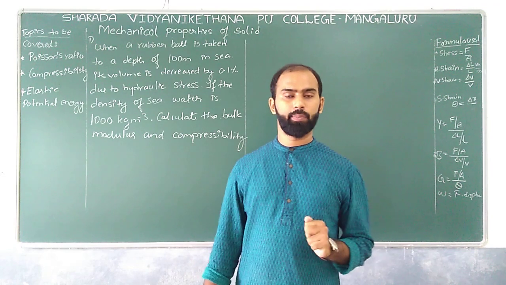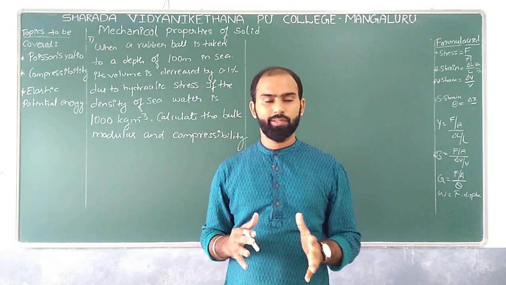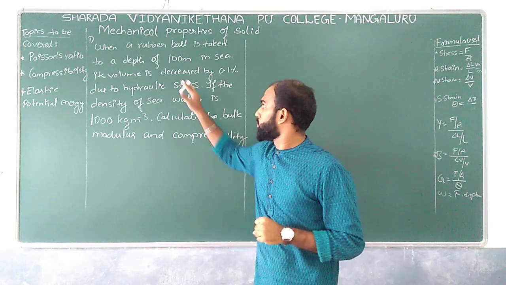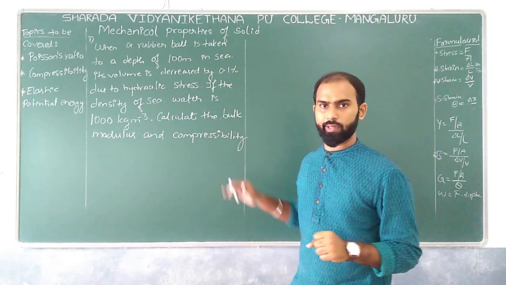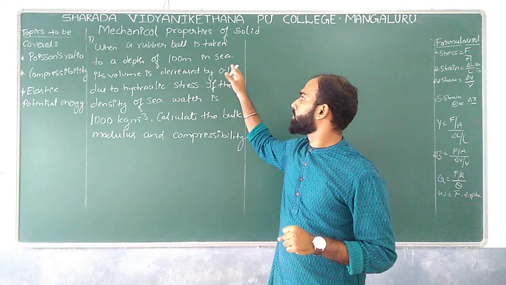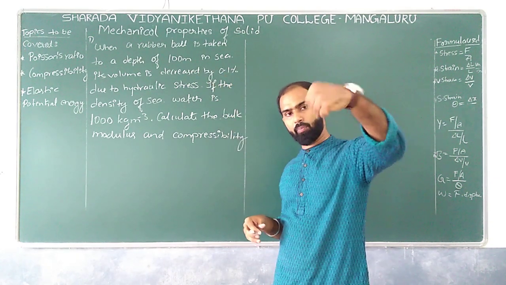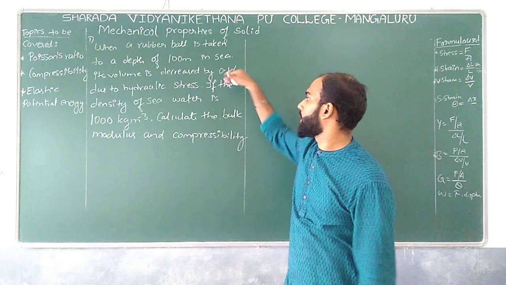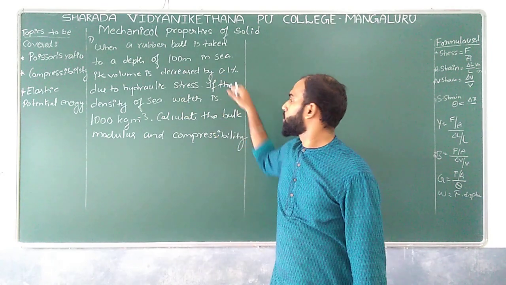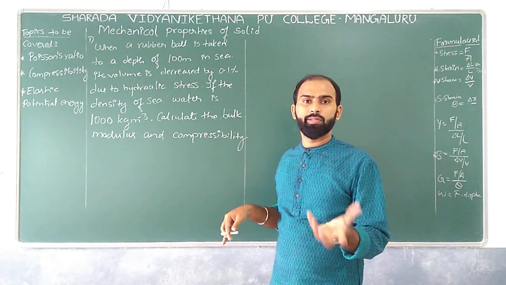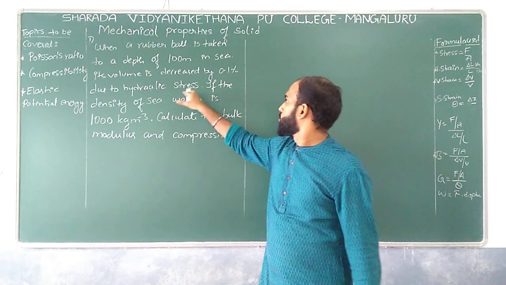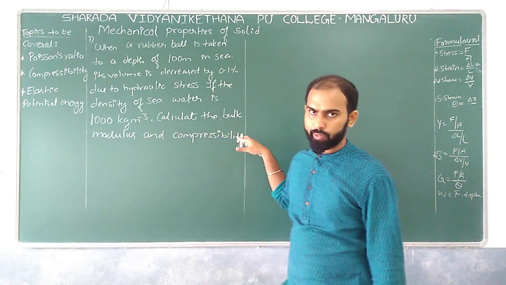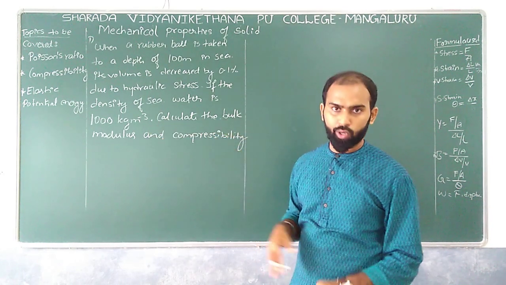Well, based on the concepts we have discussed so far, we will discuss one numerical so that you will get a better idea about a particular scenario. There is one question which you can see on the board: a rubber ball is taken to a depth of 100 meters in the sea, where its volume decreases by 0.1% of its initial volume. If the density of the sea water is 1000 kg per meter cube, then calculate the bulk modulus.